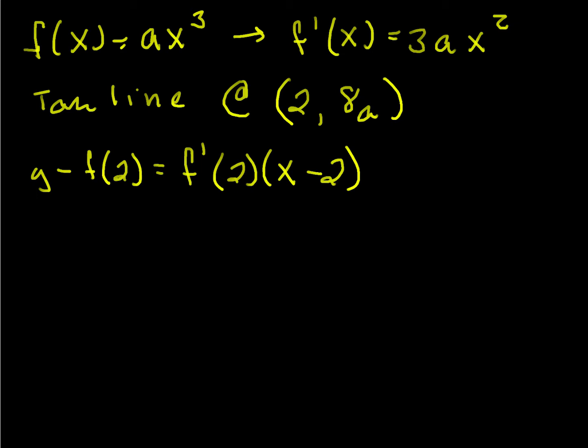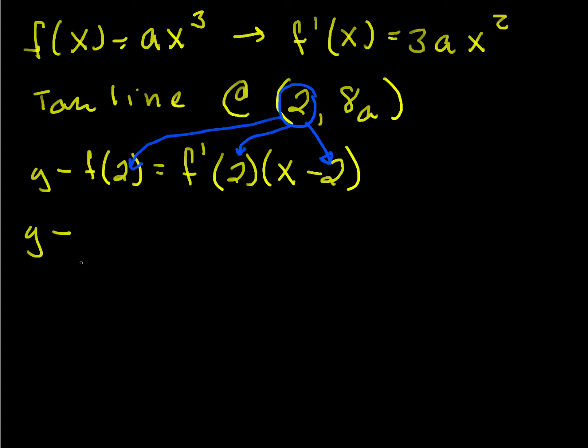Notice that the 2's are a repeating factor because that's the x-coordinate. That's really the only thing we need to know. That is the same 2 that's going there, the same 2 that's going into the derivative function, and the same 2 that is being subtracted from x. It's the same point. So our derivative really just depends on what the x value is. And so we can write this out. This is y. F of 2 is 8a.